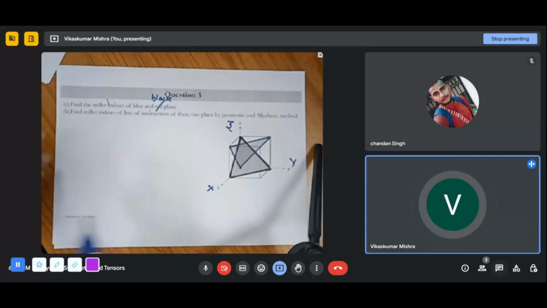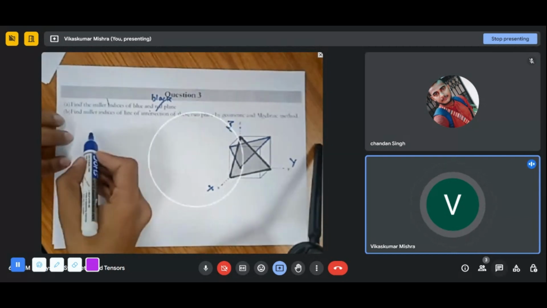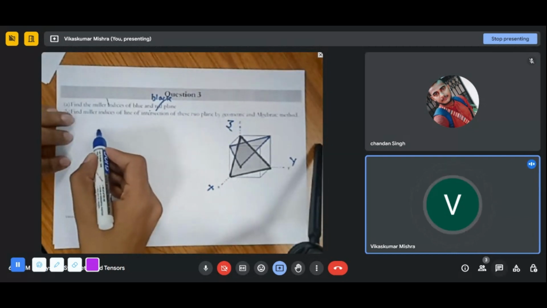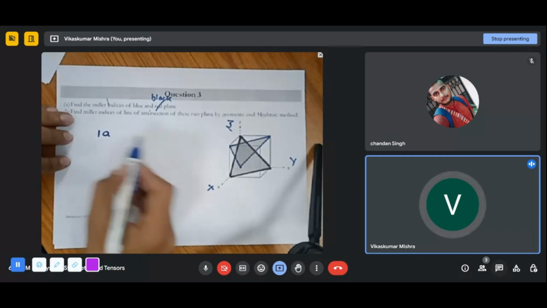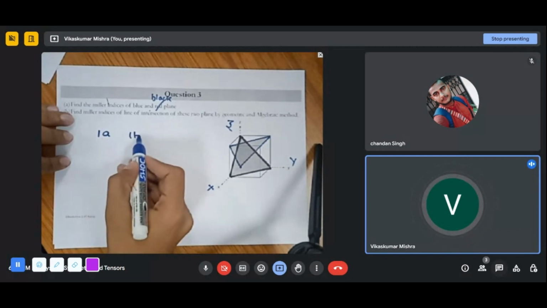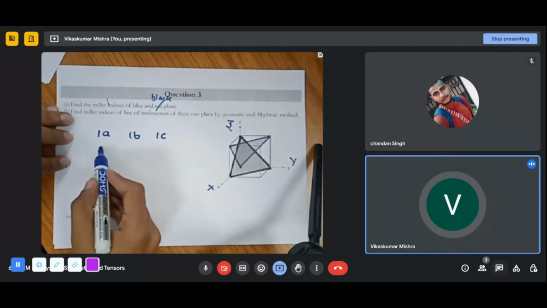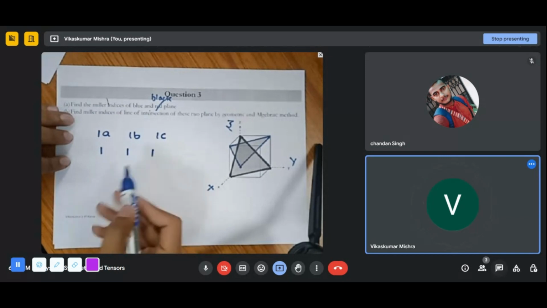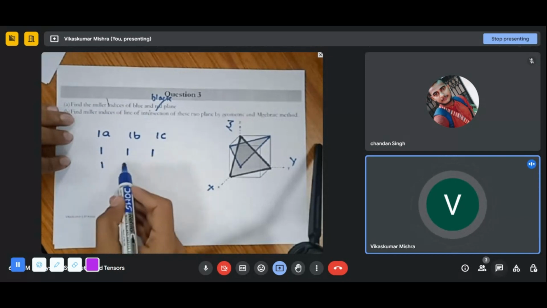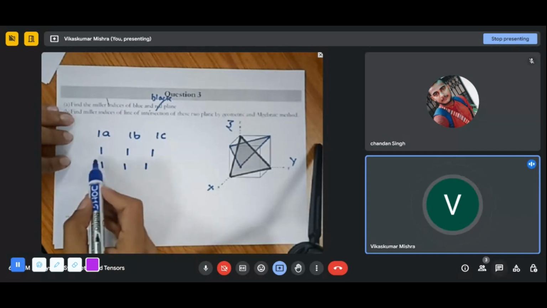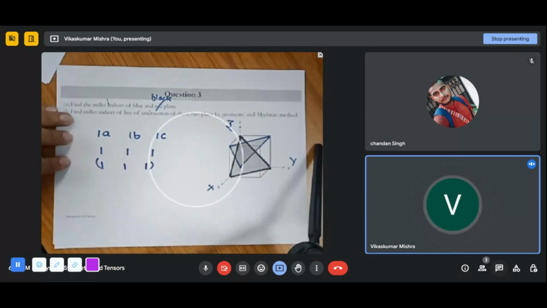Okay, so in this case, in the x direction, we can write 1 times a. In the y direction, it is cutting at 1 times b and 1 times c. So we can take the values 1, 1, 1. We take the reciprocal of this, 1, 1, 1 will come, and we will keep them in the round bracket, not curly bracket, this round bracket. So this is the Miller indices for the first one.